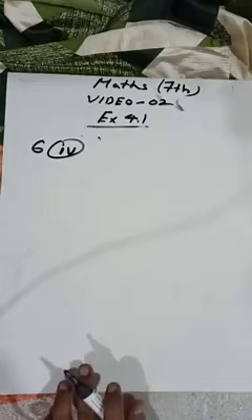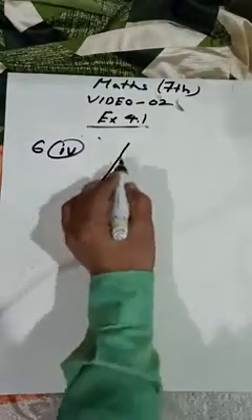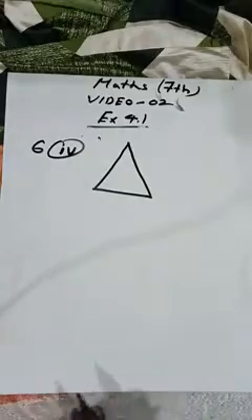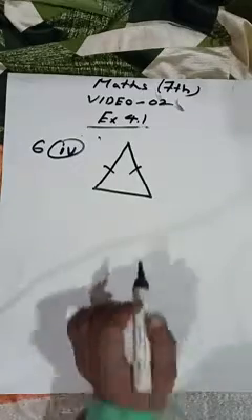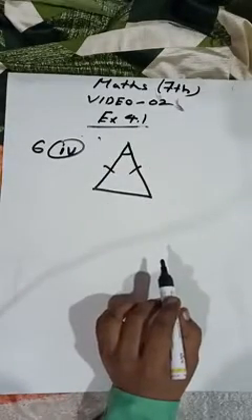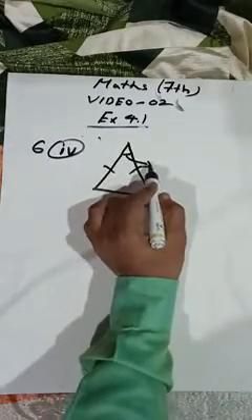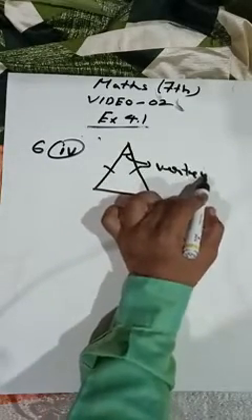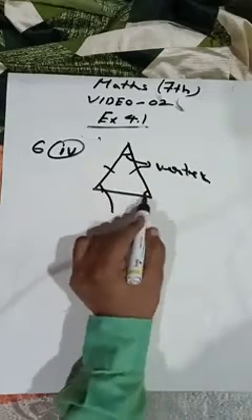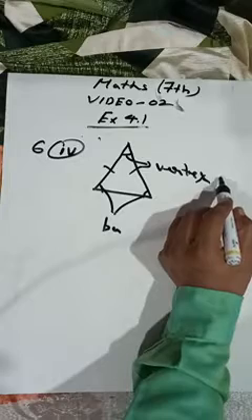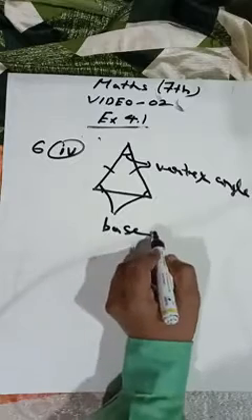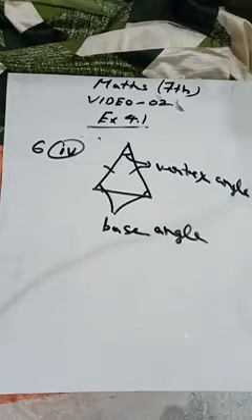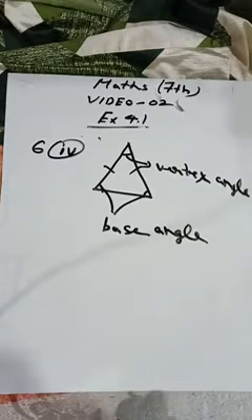Now we have been given an isosceles triangle. Let's draw a triangle. You know the meaning of isosceles triangle? Two sides are equal. Let's take these two sides equal. The vertex angle, this angle, is twice either base angle. This is the vertex angle, and these are the base angles. Now the question is, in an isosceles triangle, the vertex angle is twice either base angle.